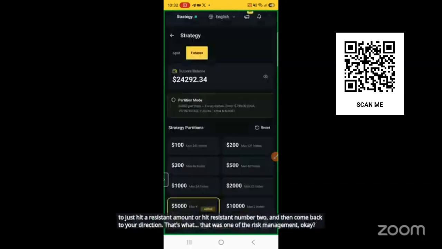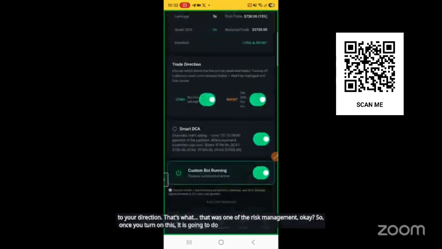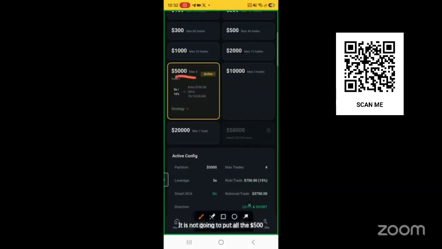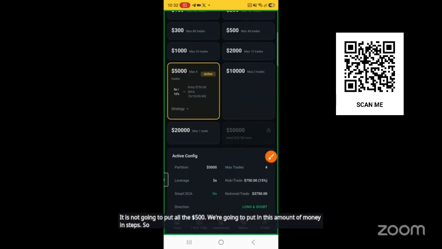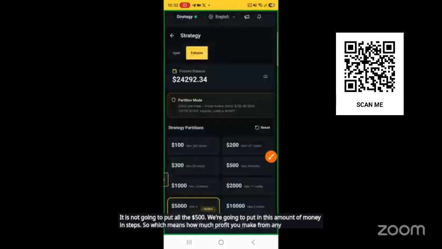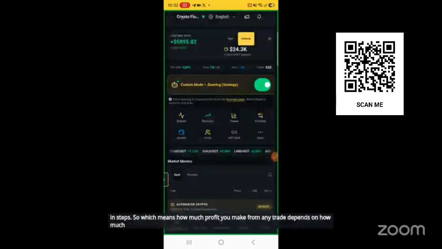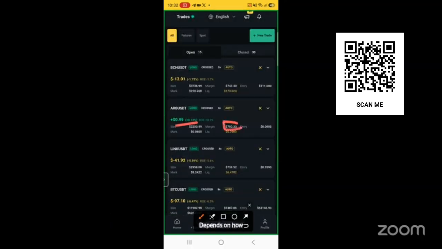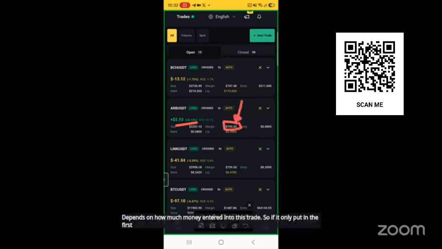Once you turn this on, it is going to do all that for you. It is not going to put in all the $500 at once. It puts in this amount of money in steps. Which means how much profit you make from any trade depends on how much money actually entered that trade. Let me show you here. So if it only put in the first 15% and did not add in anything, and the market went in my favor, it is going to close at a much lower profit.